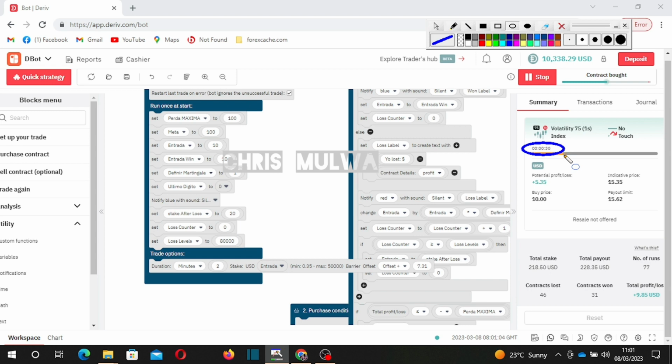So we are winning like 50% in every contract. So we have 9 seconds remaining. We are winning this, and this might be a game changer. Let us see. We are winning this.